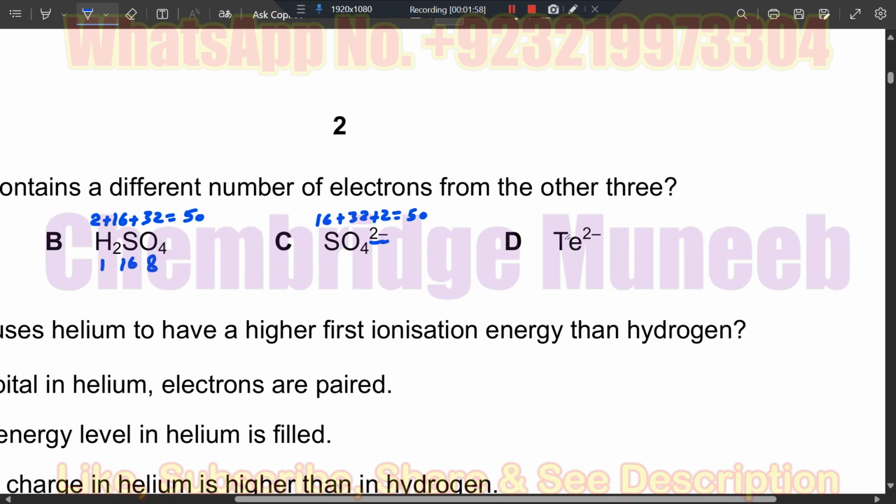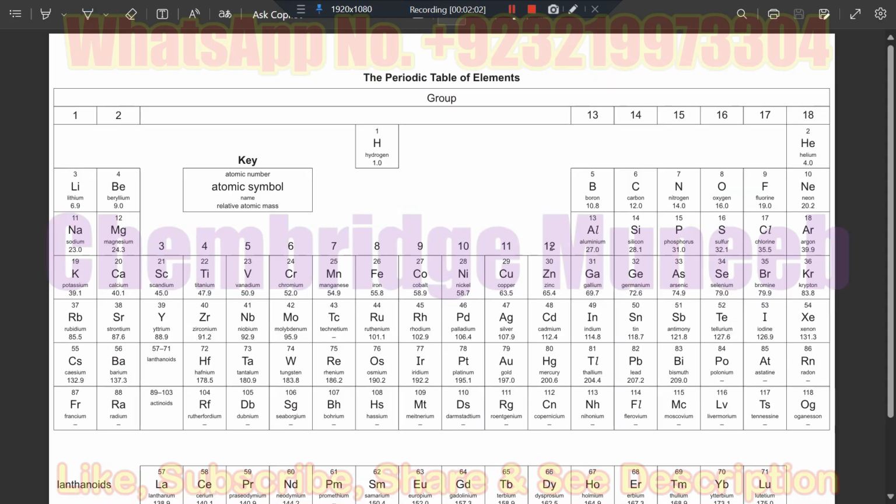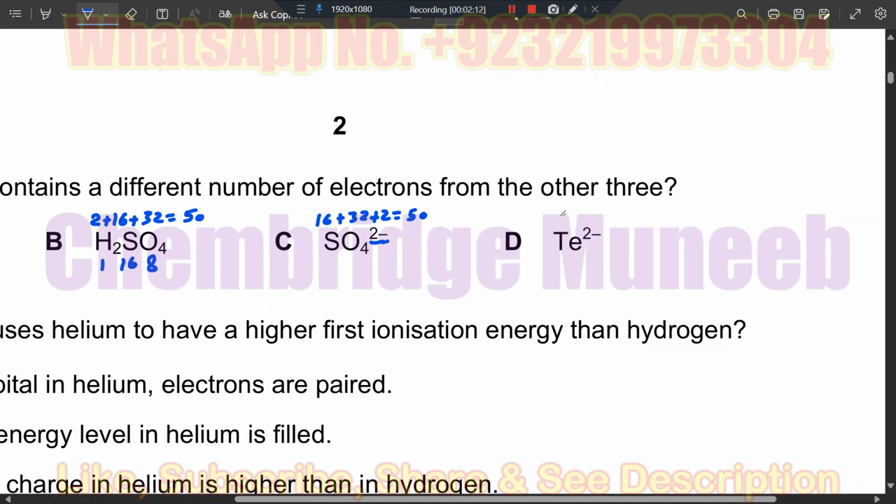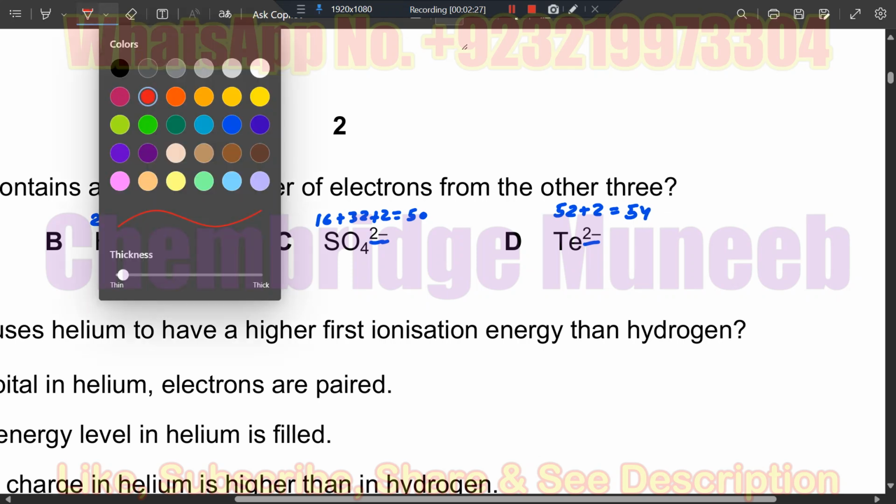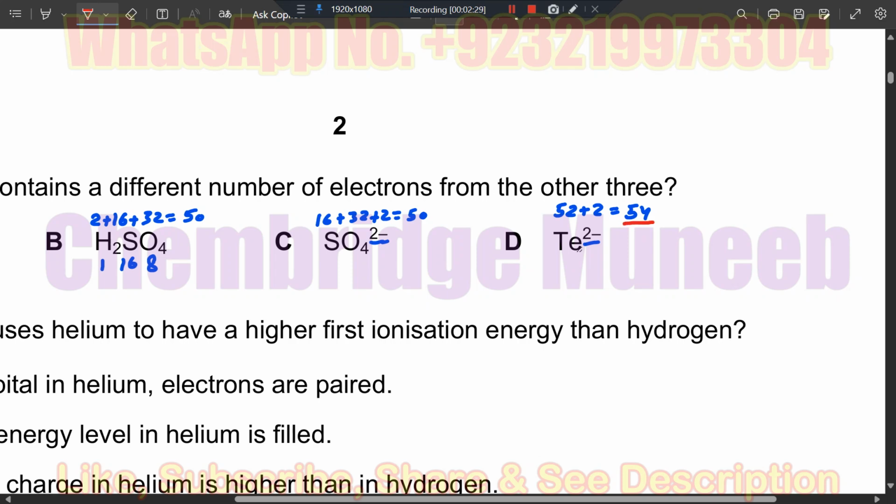Now compound D, which is selenium, if you look at its atomic number in the periodic table, the selenium is present over here. This is selenium. Now for this selenium, we can simply write 52 and then additional 2 electrons, so it is 54. So the answer is 54 here. This is the species which has different number of electrons as compared to the other species, so that's why the correct answer is D.